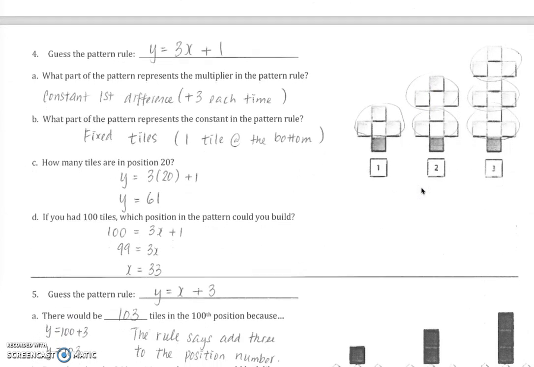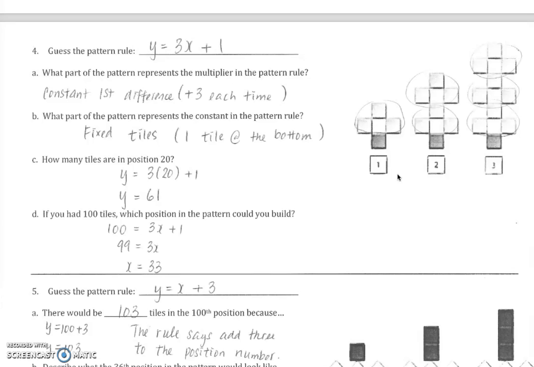Question 4. Guess the pattern rule from the pattern given. We can circle the pattern that you see that keeps on repeating or being added each time. So this upside down T shape is added to the subsequent position. And in pattern 1, the part that is not added each time but stays the same is the square tile at the bottom. It's right here, here, and here in each position.